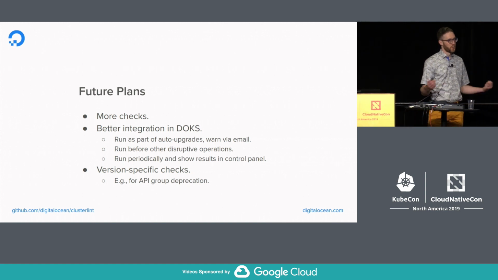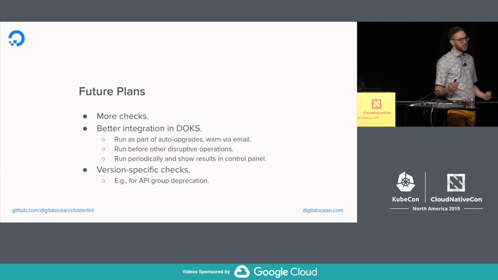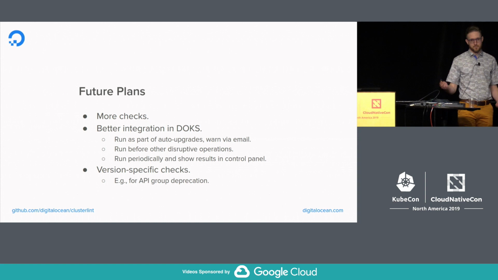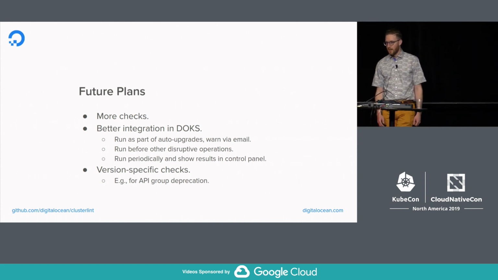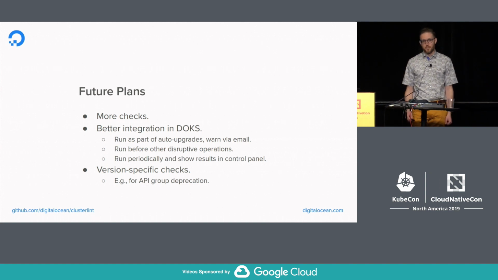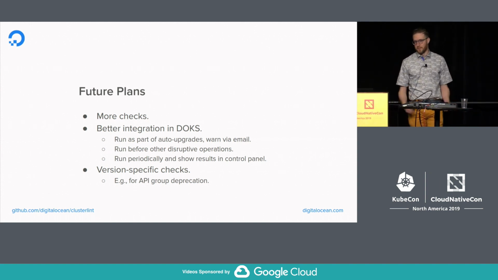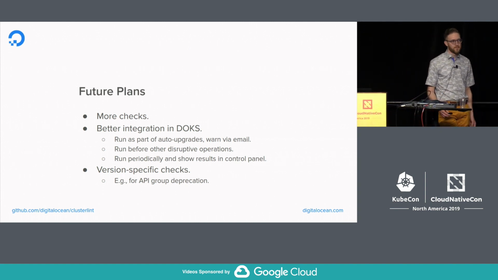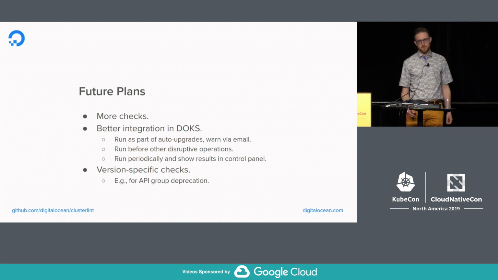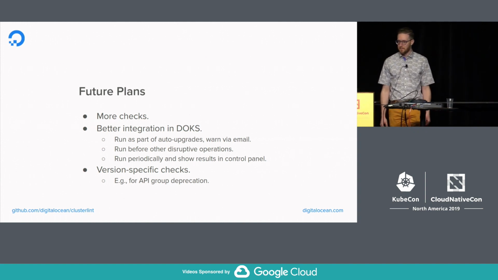So if you set a maintenance window, we will do auto upgrades on your cluster. Right now, we don't run it in that case, but we'd like to run it and maybe send you an email if you're going to have problems with the auto upgrade so that you know ahead of time. We'd also like to run it before other disruptive operations like replacing a node or even scaling your cluster. Ideally, we would run it periodically and just report the results somewhere so you have a persistent place you can go and see, maybe even track results over time.